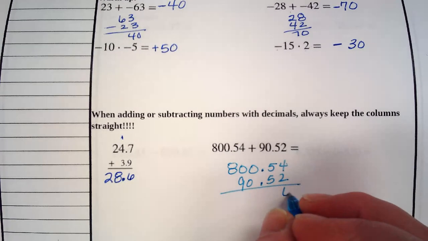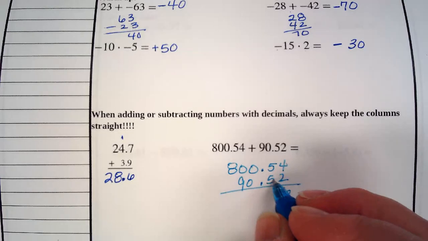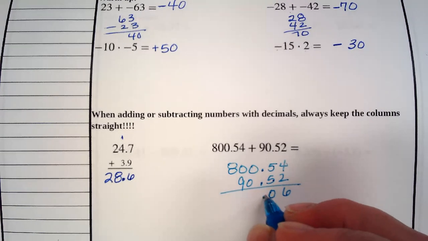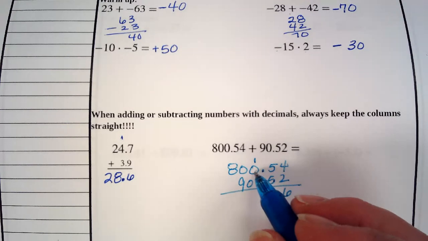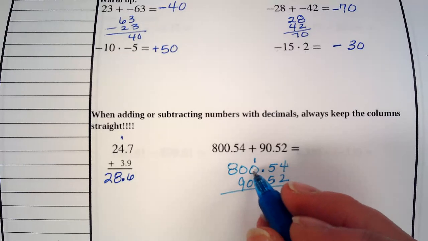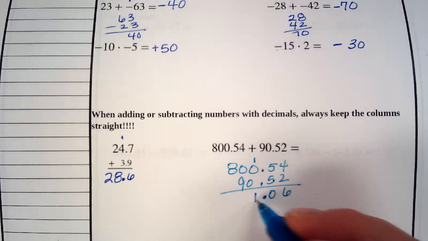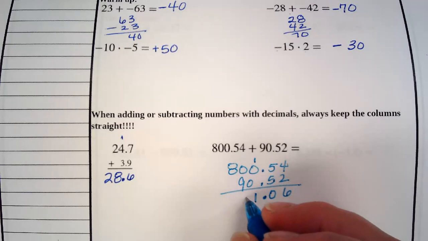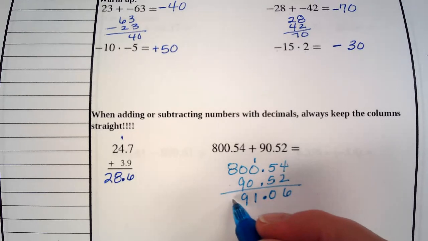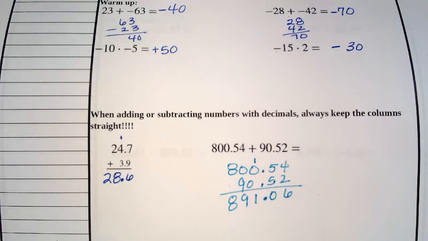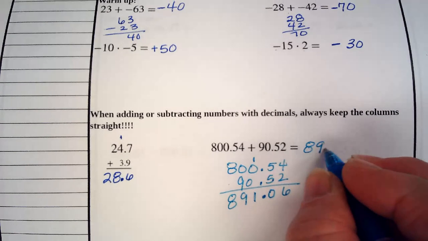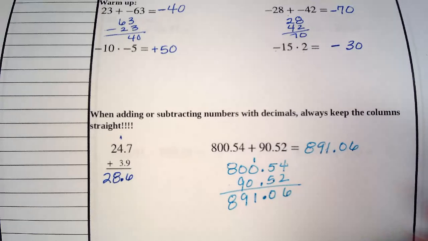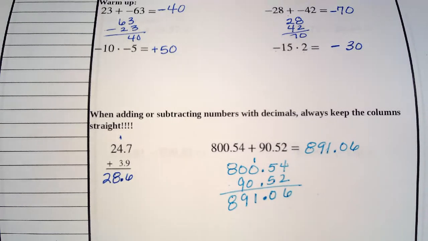4 plus 2 is 6. 5 plus 5 is 10. I put a 0 down, I bring my decimal down, and I carry the 1. 1 plus 0 is 1. 0 plus 9 is 9. 8 plus 0 is 8. 891.06, or plus 6 hundredths.